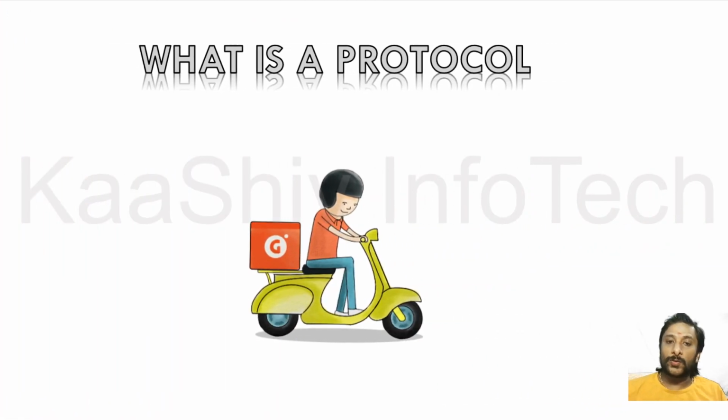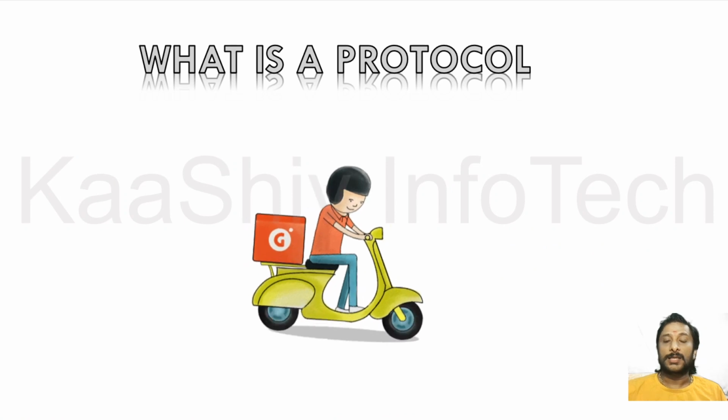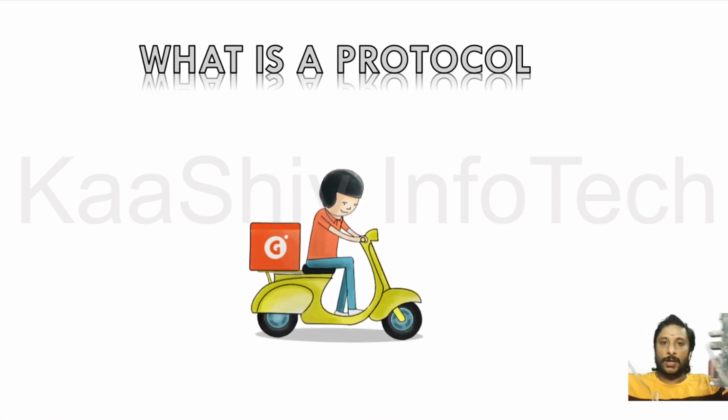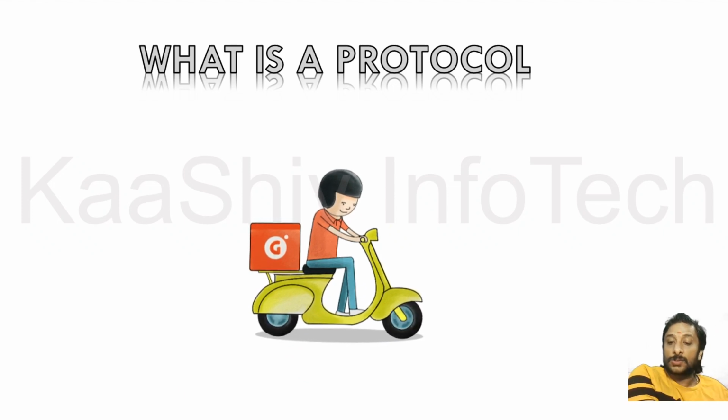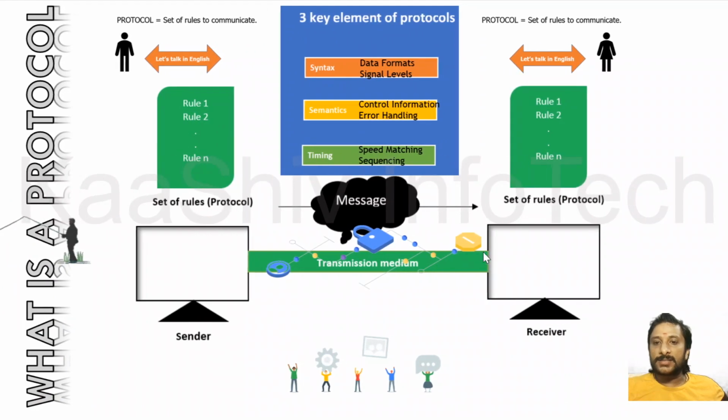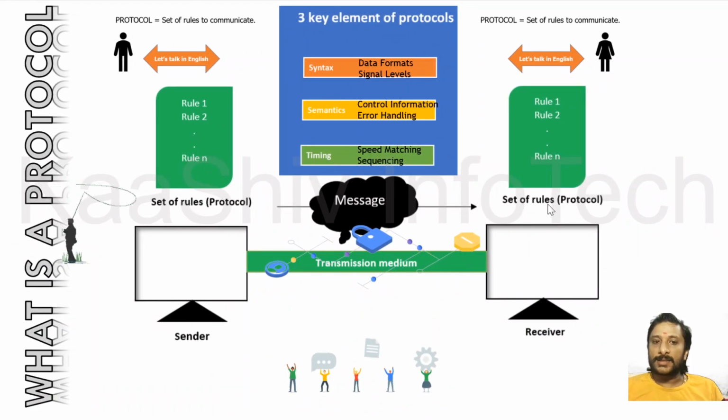Now let's talk about what a protocol is. See, I'm sending data. Here I have the computer, and via the wire it is moving to the switch. Something is sending the data via the wire. That is called a protocol. A protocol is nothing but a set of rules used to transfer data from the source to the destination. That is called a protocol.